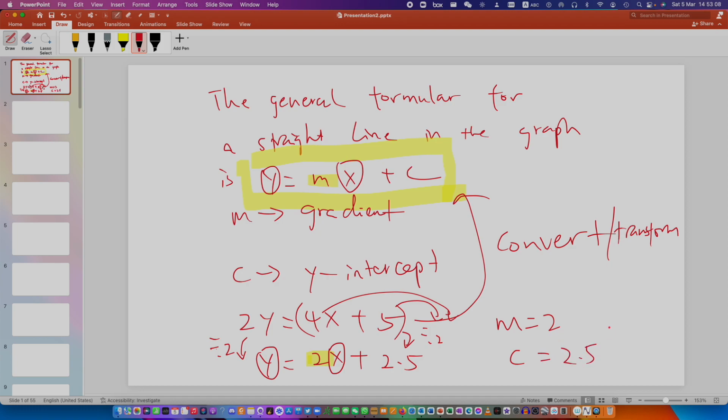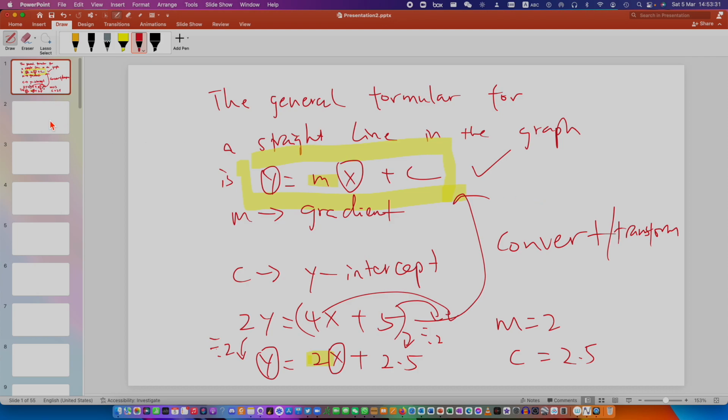Okay? So from today onwards, I'm going to use gradient and m, and c and y-intercept interchangeably. You should be able to know. When I say c, you need to know it's y-intercept. Okay? So there is another way you can find the gradient besides the formula itself.